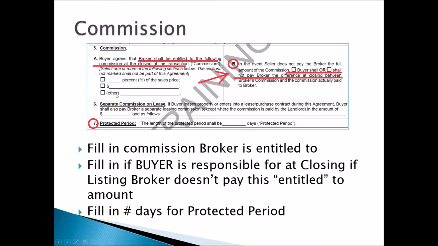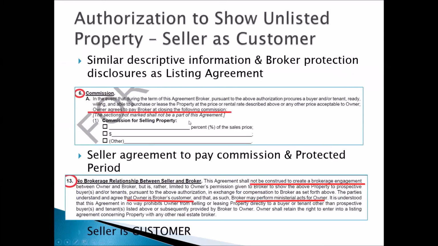At the bottom where it talks about commission, I think I talked about this already. Fill in the commission the broker's entitled to. So this says under paragraph 5A, okay, I know what I'm talking about. The broker shall be entitled to the following commission at closing. B says, in the event the seller does not pay the broker, this is the buyer. My slides are all confused. Okay, hang on. Nope, okay. Rewind that last couple minutes.